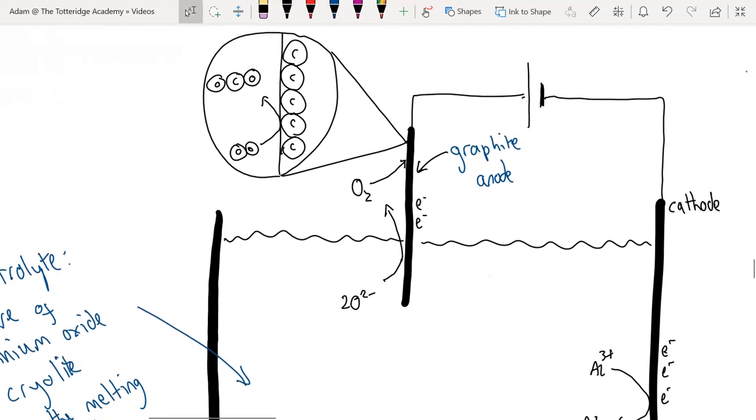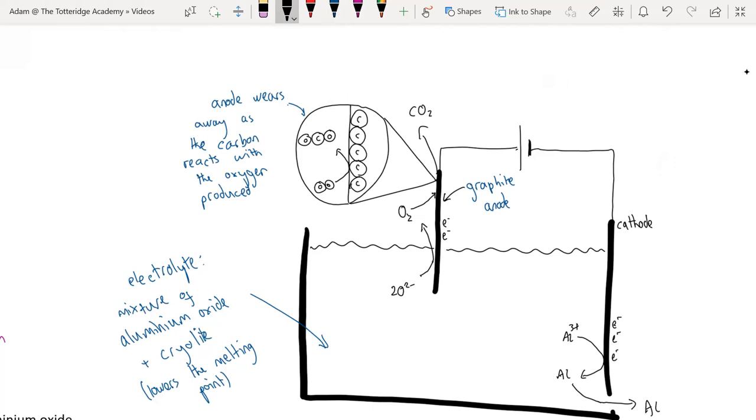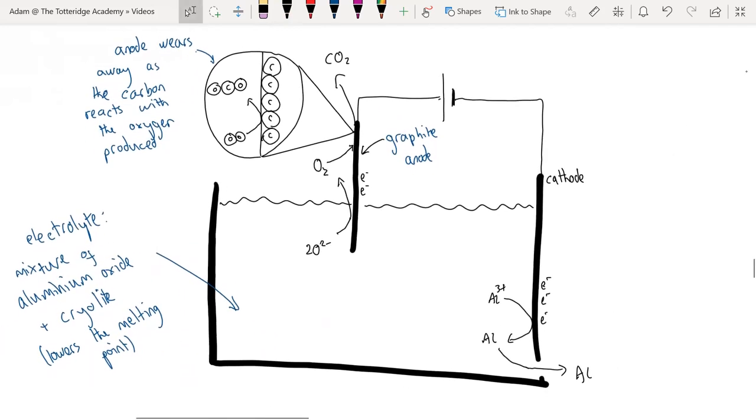So if we were to write that down, we would say the anode wears away as the carbon reacts with the oxygen produced. So first you've got oxide ions, and that turns into oxygen gas. Then the oxygen gas reacts with the anode itself and forms carbon dioxide. So it's a two-step process for this oxygen: it starts as an ion, then turns to a molecule, then reacts with carbon to form carbon dioxide. That, in a nutshell, is the electrolysis of aluminium oxide.